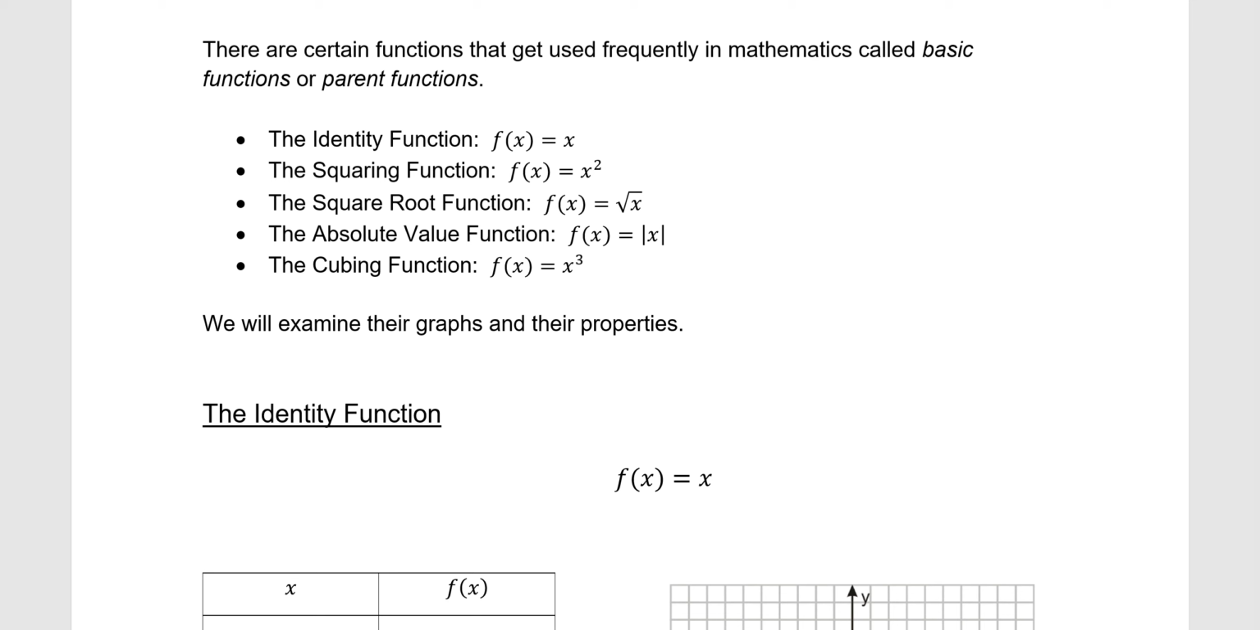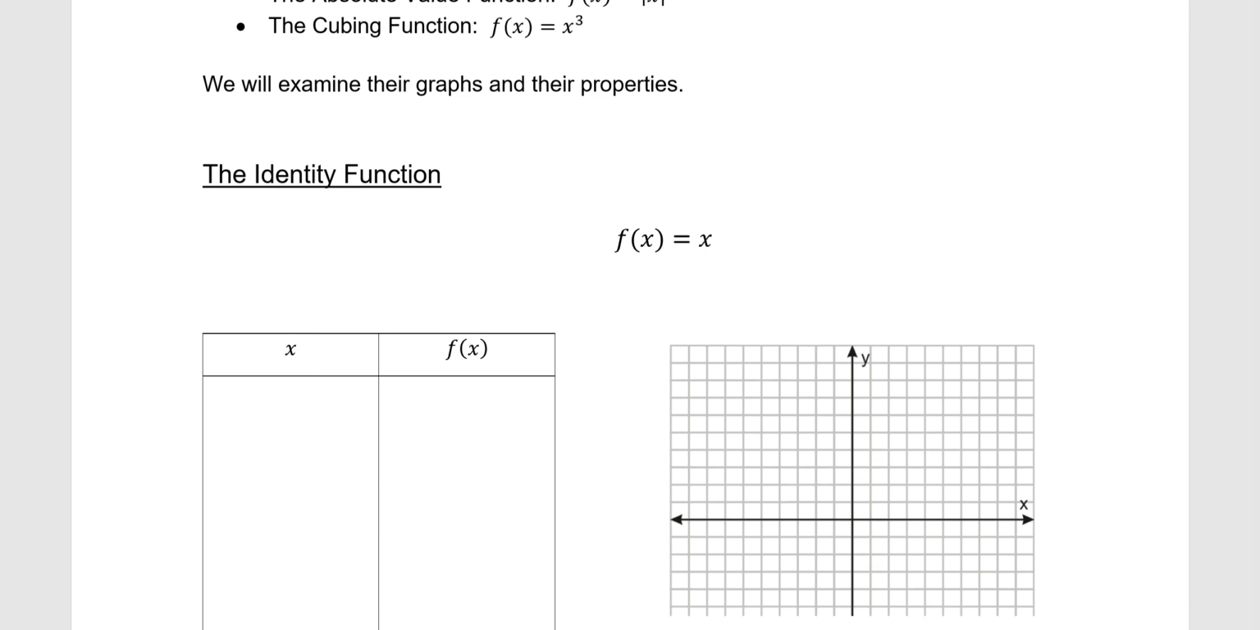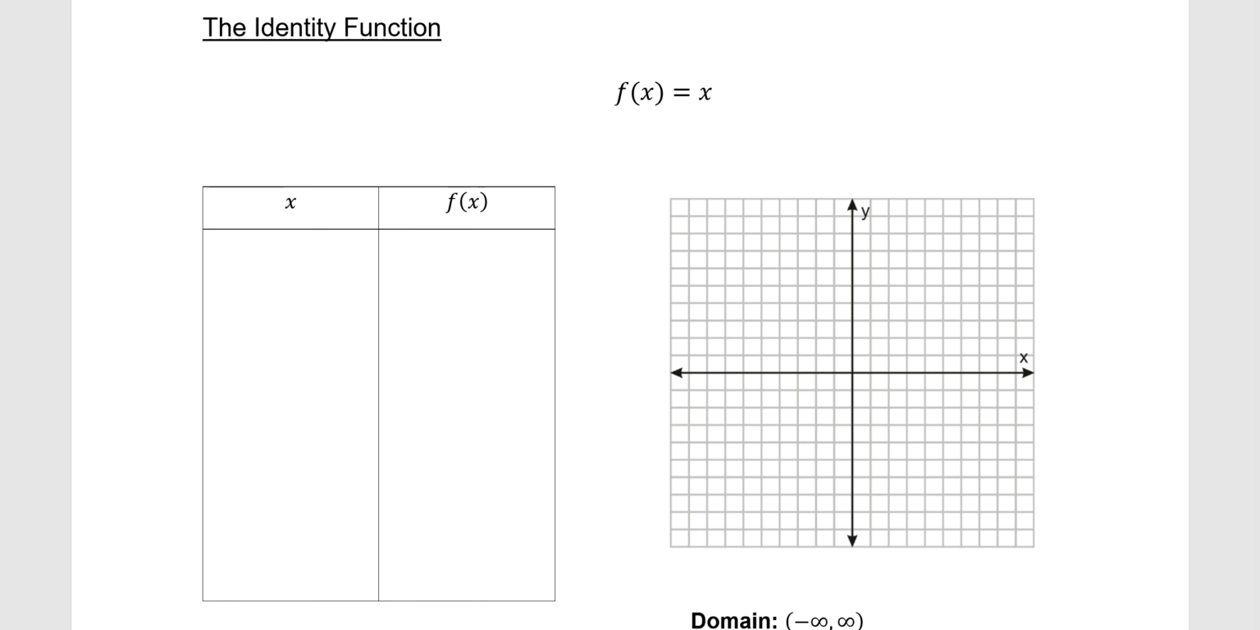So basic functions, or they're also called parent functions, are just these certain functions that get used a lot in mathematics with graphing. So a couple that we're going to be doing here are the identity function, the squaring function, square root function, absolute value function, and the cubing function. So I'll go through and take a look at each one of these and their properties. So starting with the identity function.